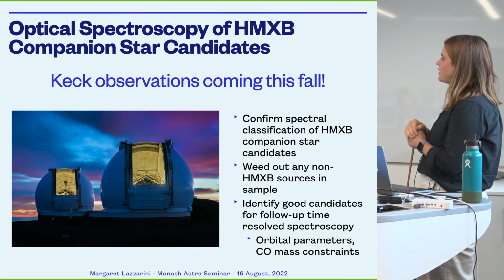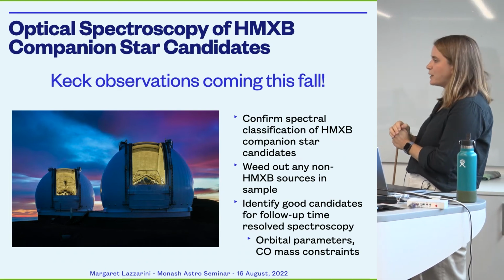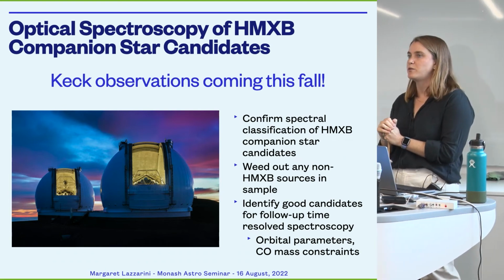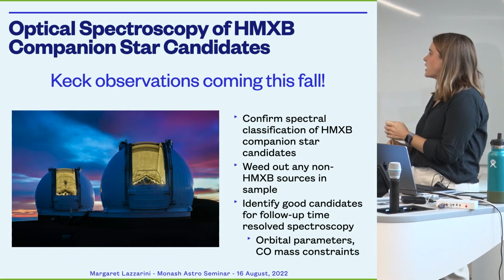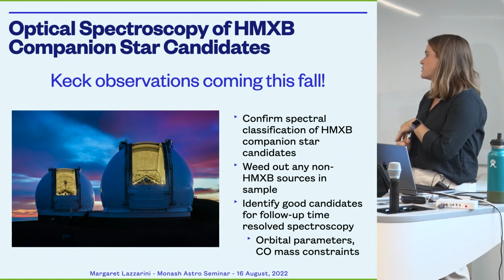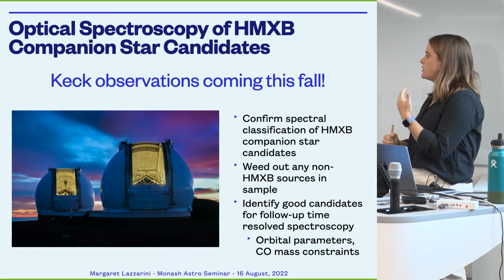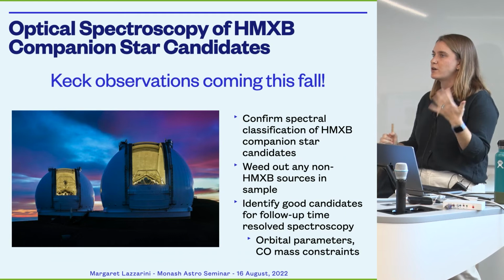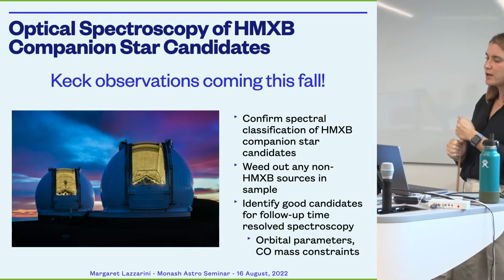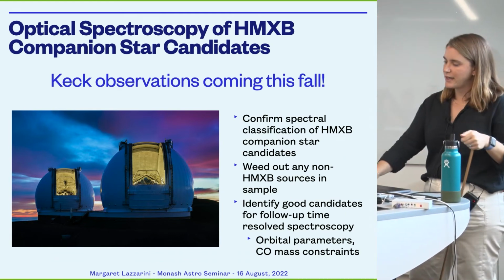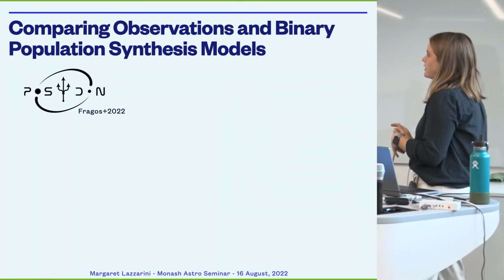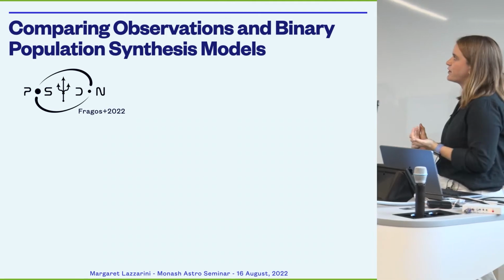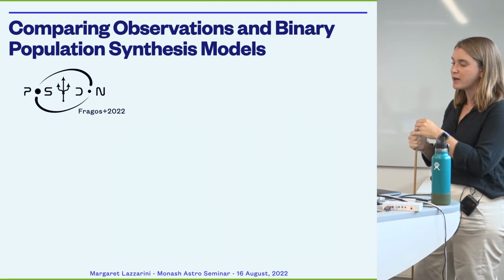And then also identify some good candidates for follow-up time-resolved spectroscopy, which we would look to obtain the following year, which would start to give us a chance to recover some orbital parameters and compact object mass constraints, which we don't really have the ability to do right now since we don't have these time-resolved observations. And then the last bit that I wanted to talk about is, I am currently working and excited to continue working on comparing these observations with binary population synthesis models.